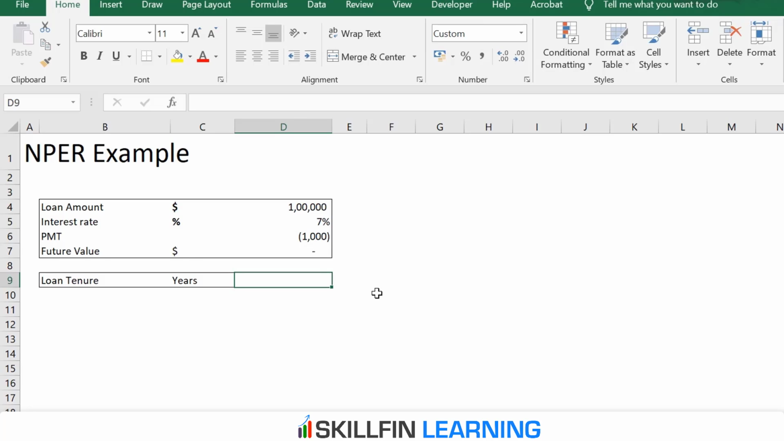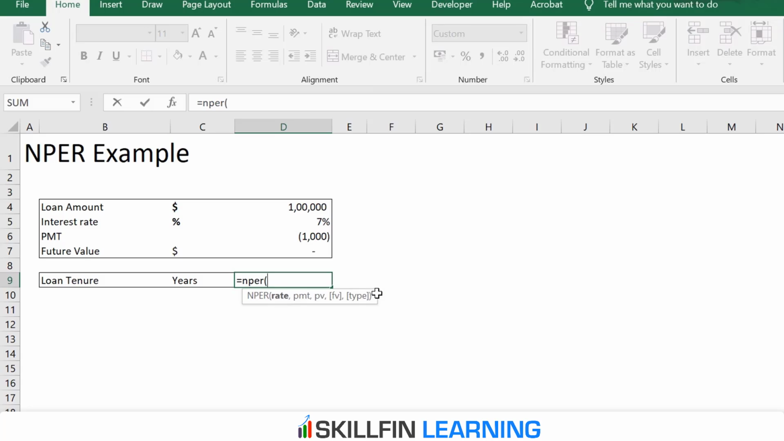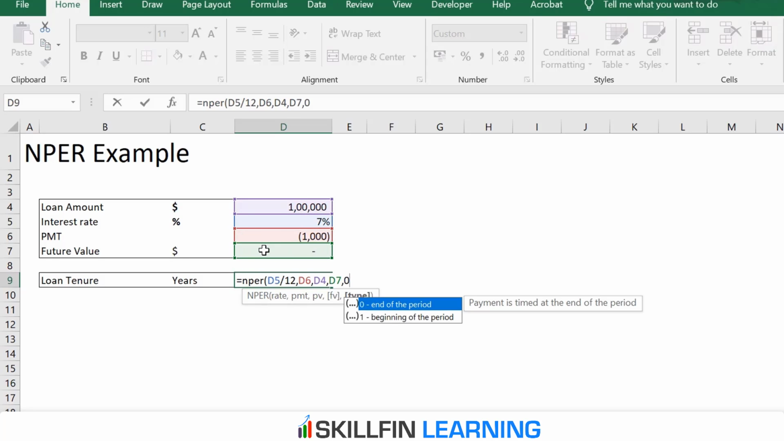To calculate the loan tenure, type is equal to NPER, bracket open, rate which is 7% divided by 12, comma, PMT is the amount of installment which is $1,000. It is negative because it's a cash outflow. Present value is the amount of loan. Future value is 0 and type again is 0 because it happens at the end of the period.